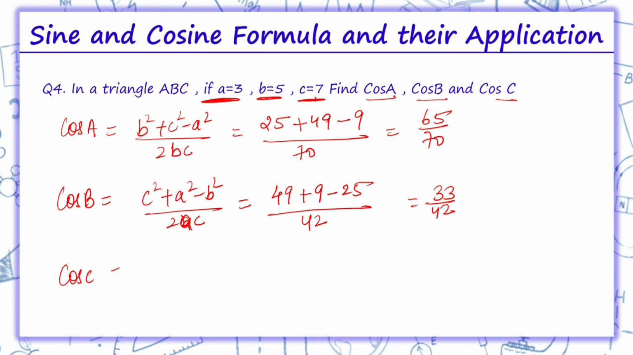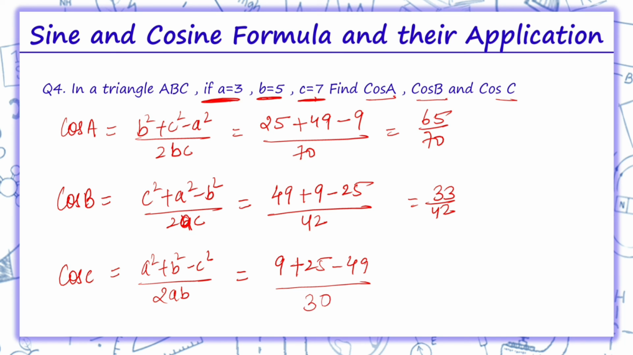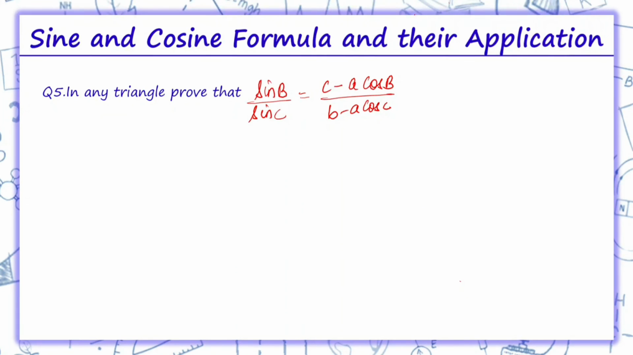Now cos C. The formula for cos C is A square plus B square minus C square upon 2AB. Here A square is 3 square, 9, B square is 25, minus 49, upon 2AB, 2 into 3 into 5, which is 30. On solving, we will get minus 15 upon 30. So this is how we can find the values of cos A, cos B and cos C. Now coming on to the next question.